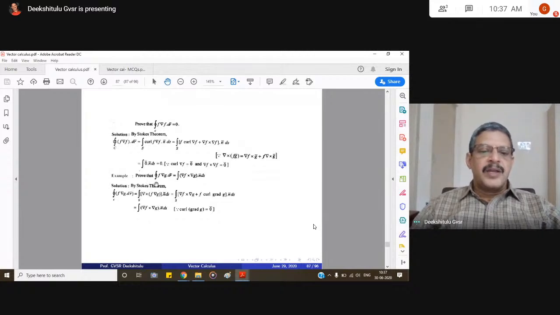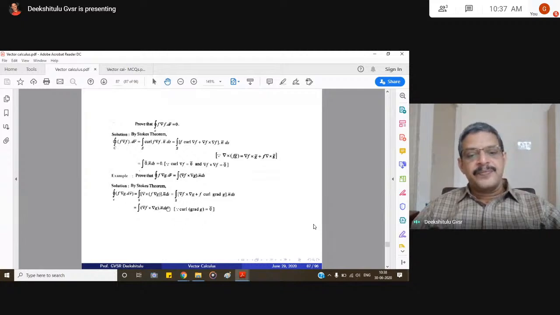By Stokes theorem, the integral of f grad g dot dr is equal to the surface integral of curl F dot n dS. This is our F now, so the curl of f grad g dot n dS, because f grad g is a function now. So the curl of that, we are considering del cross f del g dot n dS. Again, if you apply this cross product, it becomes grad f cross grad g plus f curl grad g. So this becomes curl grad f cross grad g dot n dS, so this becomes again 0.